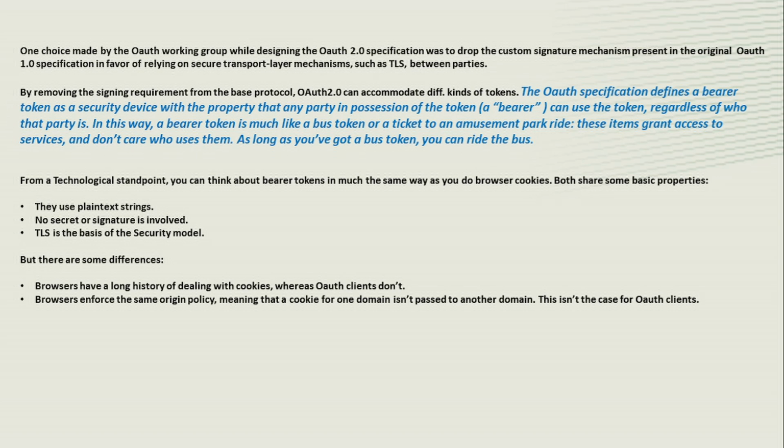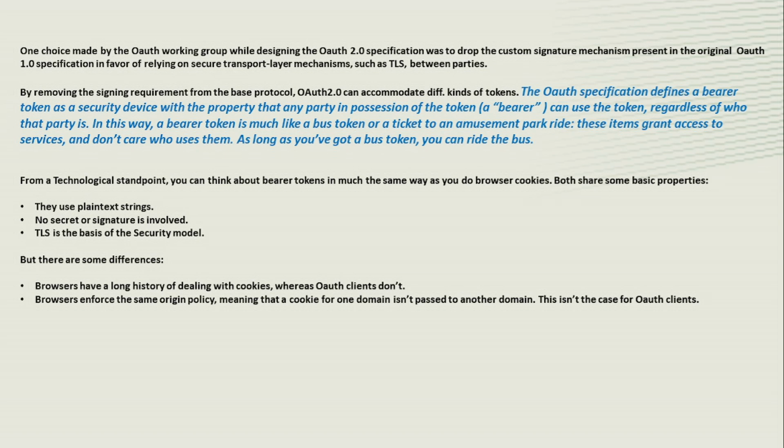So right now we all use the 2.0 specification, but earlier in 1.0 there was a challenge there. Maybe I'll show you in the next slide what the challenge is and why it's a frustrating part. That's why the group built a new specification, which is a different way of doing this. By removing the signing requirement from the base protocol, OAuth 2.0 can accommodate different kinds of tokens.